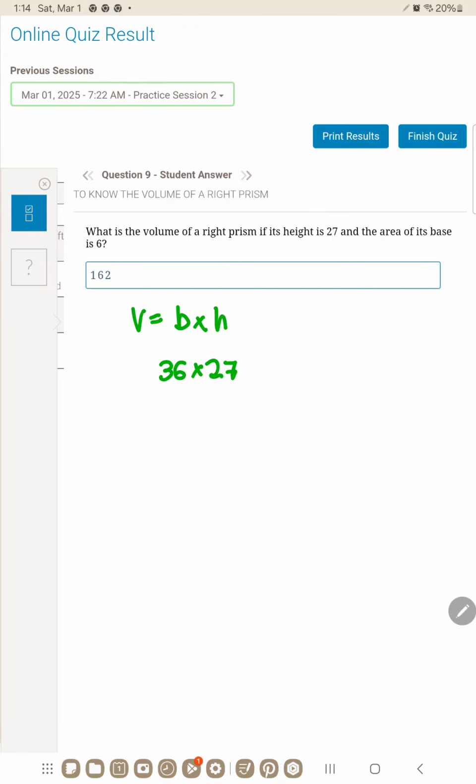Wait. Sorry, they gave us the area of its base. I thought they gave us the side of the base. Sorry, my bad. So it's 6 times 27, since they gave us the area of the base, not the base length. So it's equal to 162. Be careful. Mistakes like these are what get you in the exam. The area of its base is 6. They gave you the area of the base, not the side length.